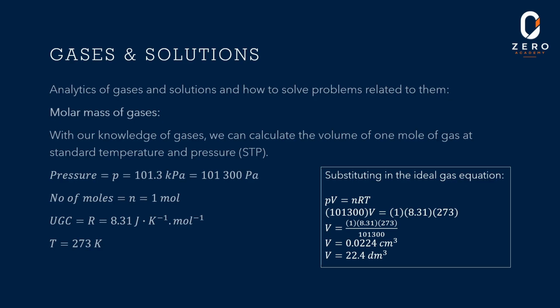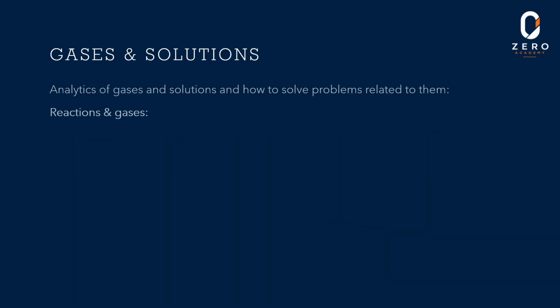For multiple moles, we're going to substitute in the n to give us volume of gas equal to 22.4 multiplied by the number of moles of that gas. This is at standard temperature and pressure, otherwise known as STP, for gases. Let's move on. Now we're going to analyze reactions and gases.